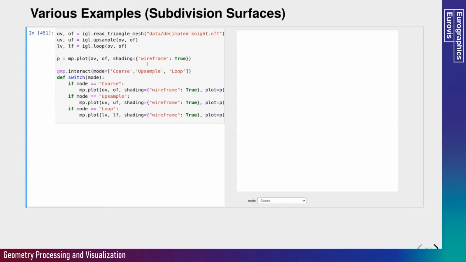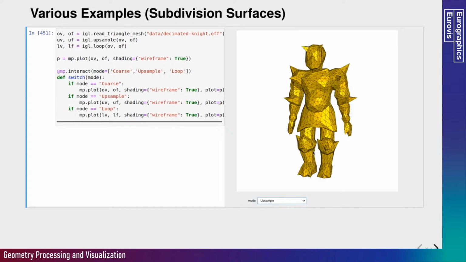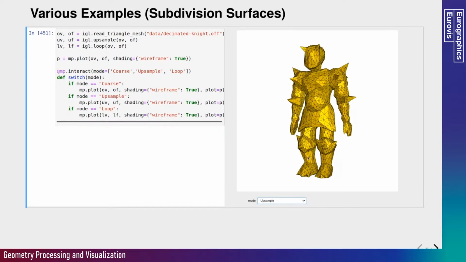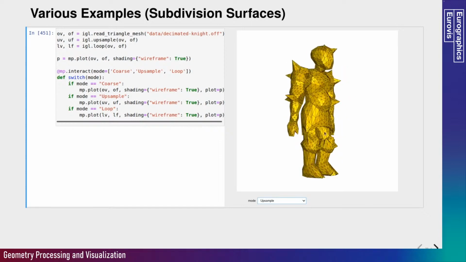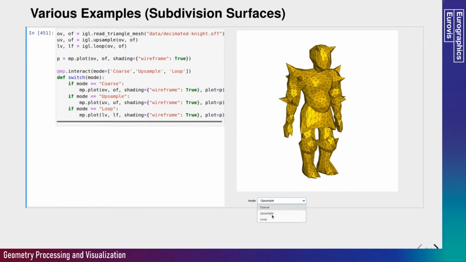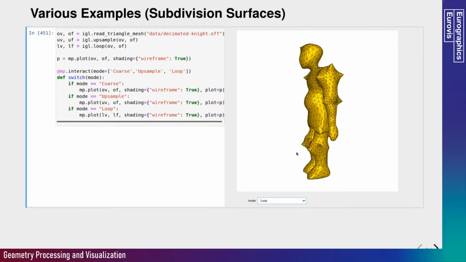So let's execute this code, and we see we have this coarse geometry here, and now we can switch to the upsampled version where triangles are just split. We have more vertices and smaller faces, but the overall shape of the geometry doesn't change. Whereas for loop subdivision, we get a nice smoothing effect of our geometry.